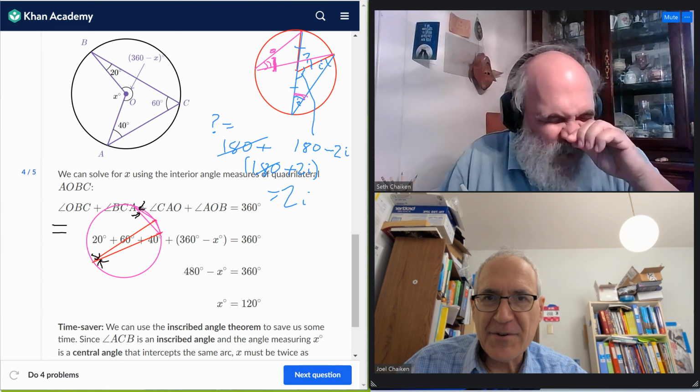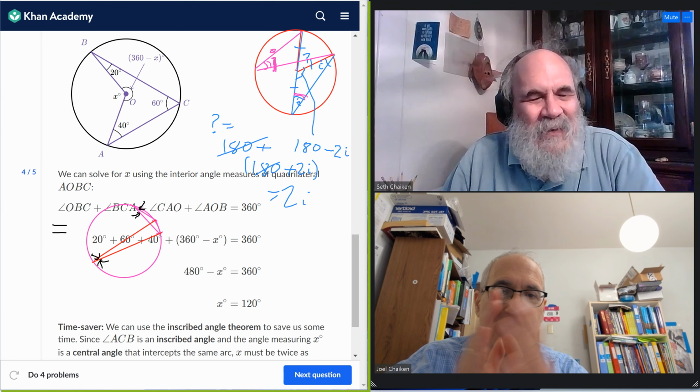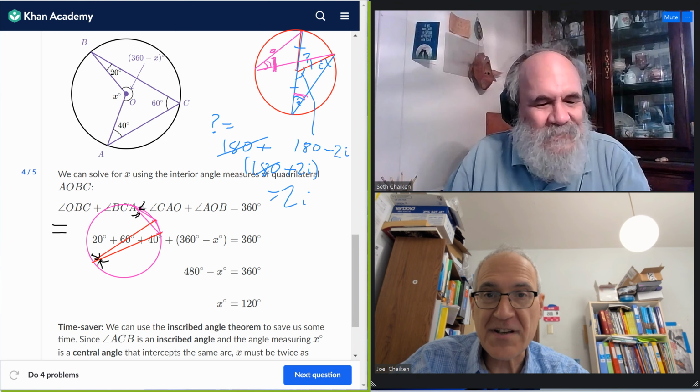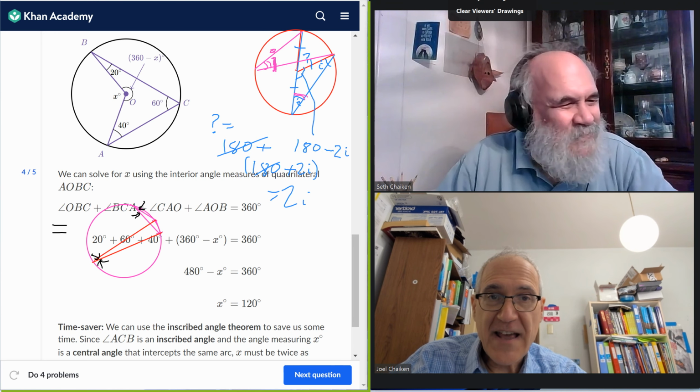I don't think it was tight enough and organized enough. When you do geometry proofs, you really want to be organized. Go to your textbook if you want to see how it's done. Okay, so that's it for now.